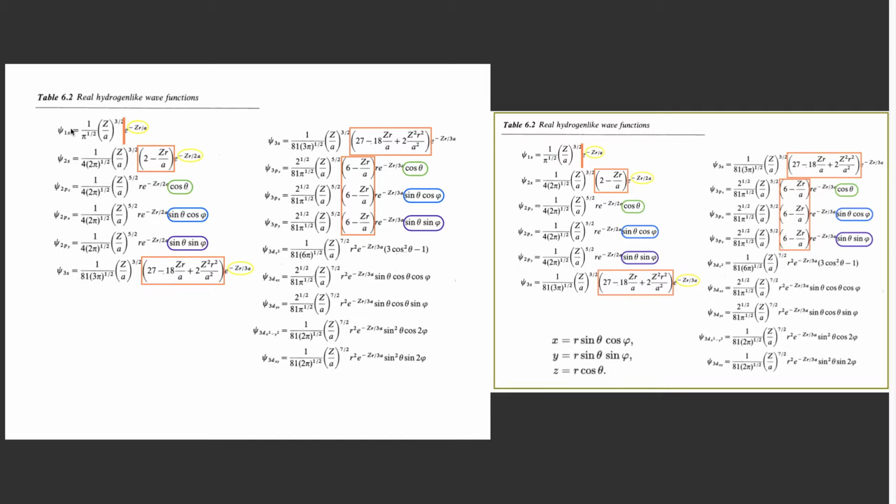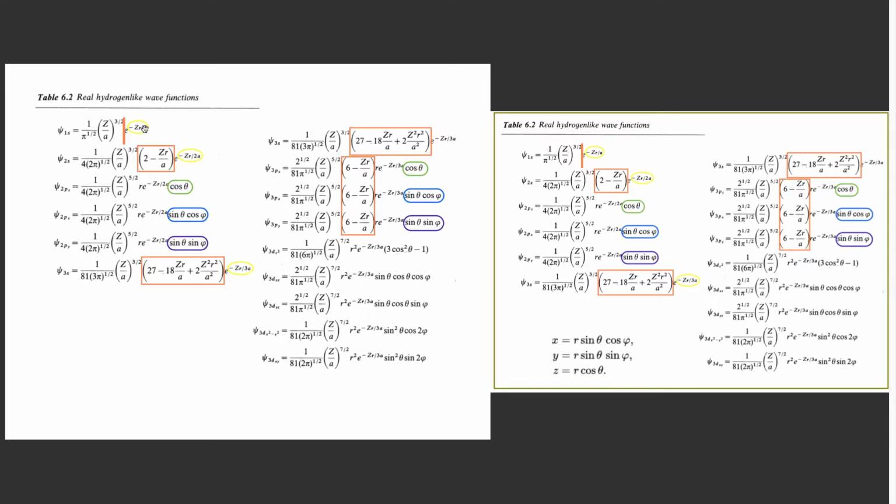So you'll notice that for the 1s orbital, the 2s orbital, and the 3s orbital, there's a numerical piece: 1 over pi to the 1/2, then 1 over 4 times 2 pi to the 1/2, and then 1 over 81 times 3 pi to the 1/2, but it's a numerical part. There's always a dependence on Z over a to the 3/2 for any of the s orbitals. And then there's an exponential, e to the minus Zr over a for the 1s orbital, minus Zr over 2a for the 2s orbital, minus Zr over 3a for the 3s orbital.